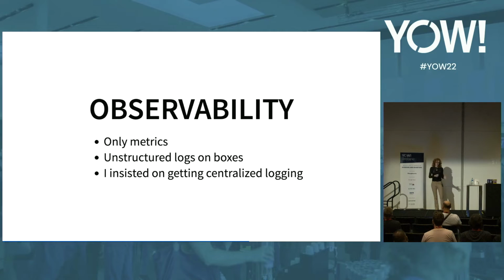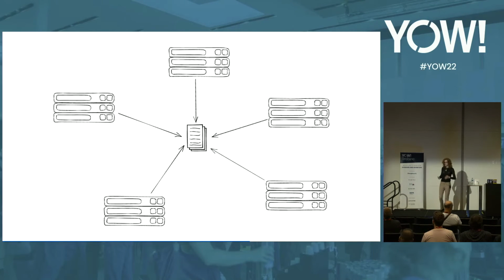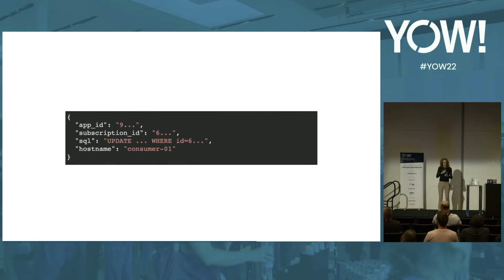So at this point, when we're dealing with this problem, I'm like, all right, we need to get better observability in place to solve this. I used this as a jumping off point for getting centralized logging and observability set up. So we had all of our consumers dumping structured logs into a centralized logging provider, and we were able to do some analytics based on that. We weren't sending a lot of information for each event, but each event included the app ID, which customer data set, the subscription ID, which is the Postgres row, the SQL we were sending to Postgres, and the host name of the consumer instance.